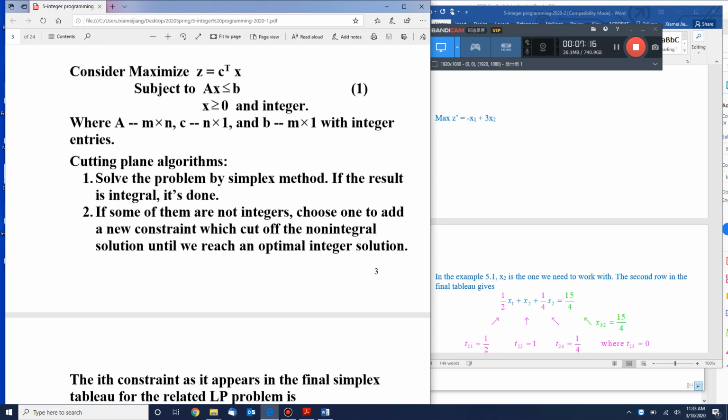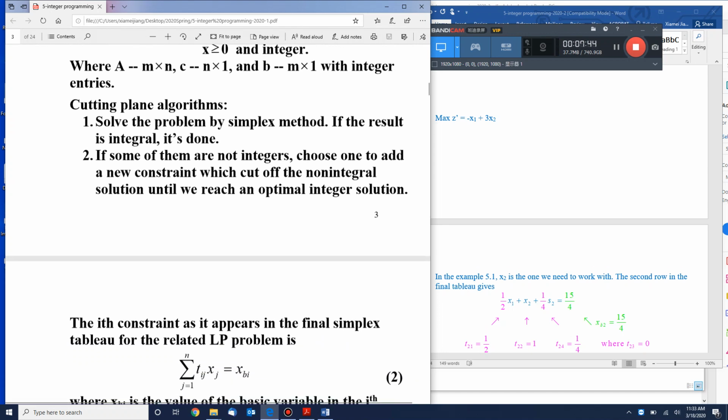If some of them are not integers, then we simply choose one, and we add a new constraint to cut off the non-integral part of the solution. We keep doing it until we reach an optimal integer solution. So this is what we call the cutting plane method.